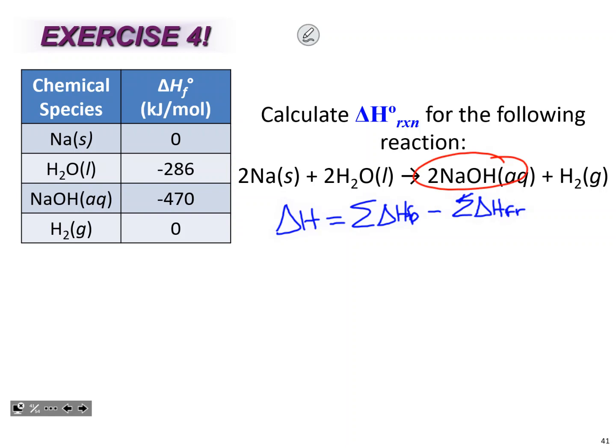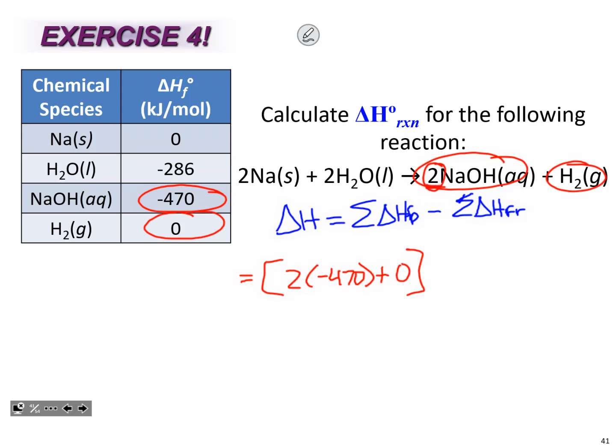So product, first product here, I use brackets too to keep my stuff separated here. We have 2 moles of the sodium hydroxide being formed, so we're going to multiply our sodium hydroxide value by 2. We're going to add it to the other product. The other product happens to be 0. You don't have to necessarily put it in for your work. You can just cross it out if you want to. Adding something to 0 is going to be that same number anyways. So these are our products here that we've taken care of.